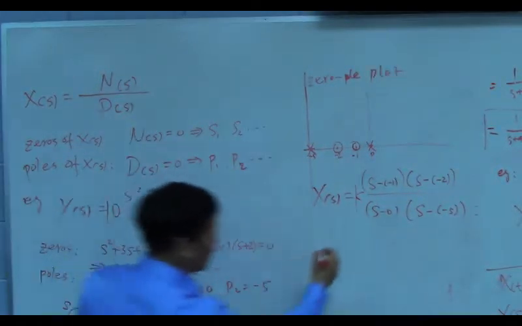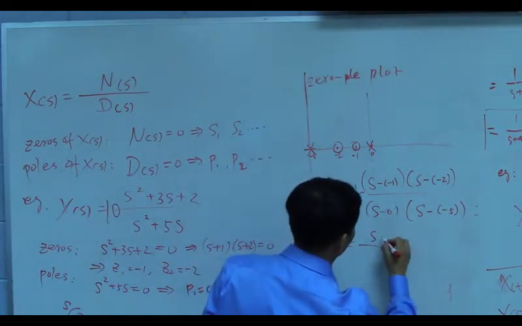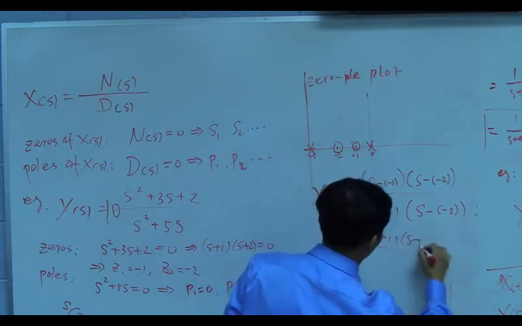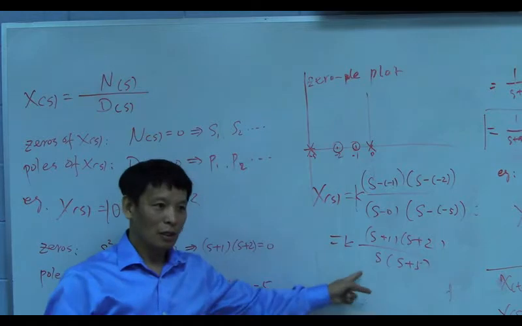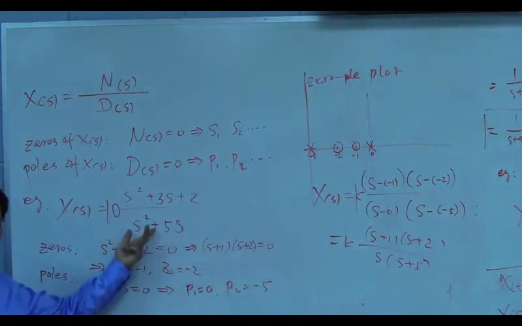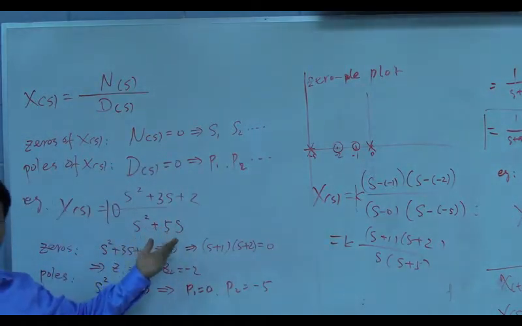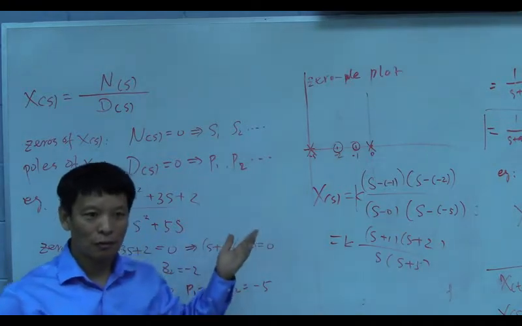Right, so what is this? This one is k times s plus 1 times s plus 2 over s times s plus 5. Is this one equal to this? Yes. So you need to be able to go back and forth.